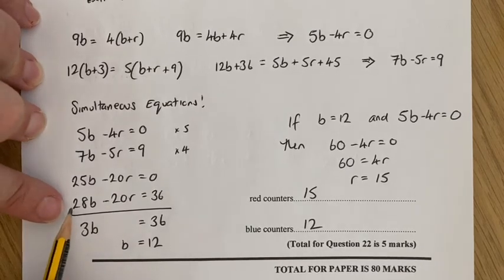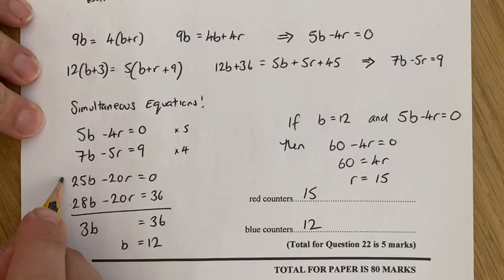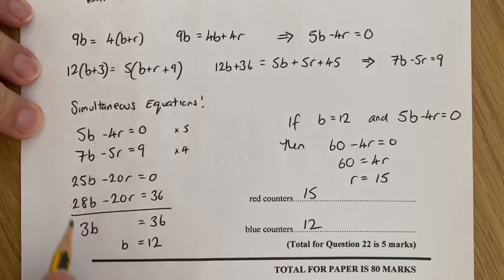I've chosen to do this equation subtract this equation because then I won't have any negative numbers. 28B take 25B is 3B. Same sign subtract, so the R terms disappear. 36 take away 0 is 36. So 3B is 36, therefore B is 12.